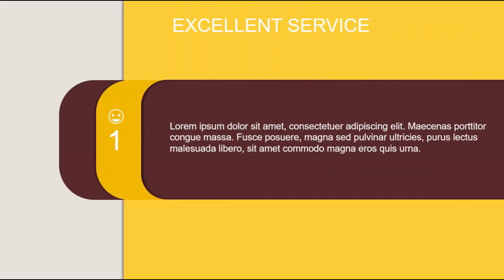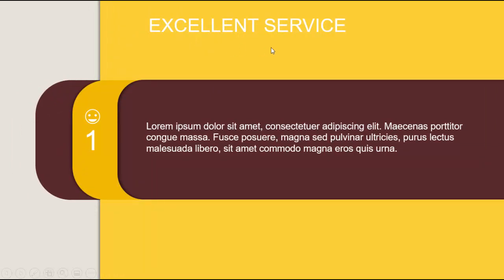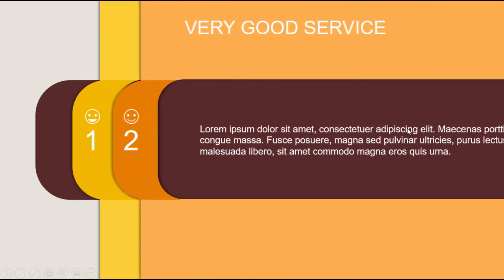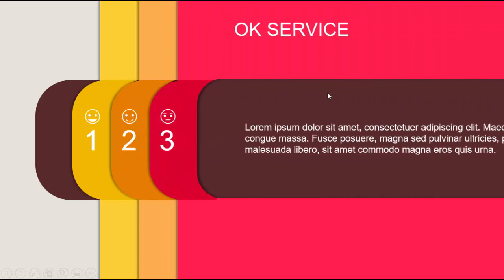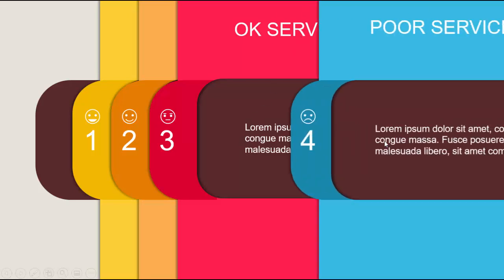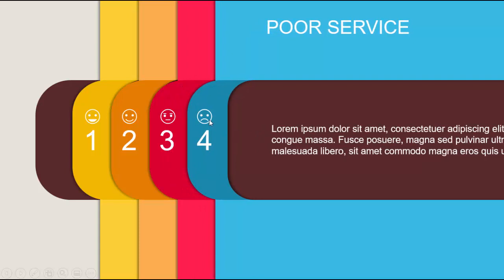When I click, layer 1 will come, which I have given as excellent service, and you can see that I have used the icon of a happy, laughing face with the number 1, and there's a text here. Then when I click, it will show you option 2 with a smiling face, and it's very good service. And number 3, it's neither happy nor sad, it's okay service with a text. And then the last one, which is 4, is a sad face with poor service.